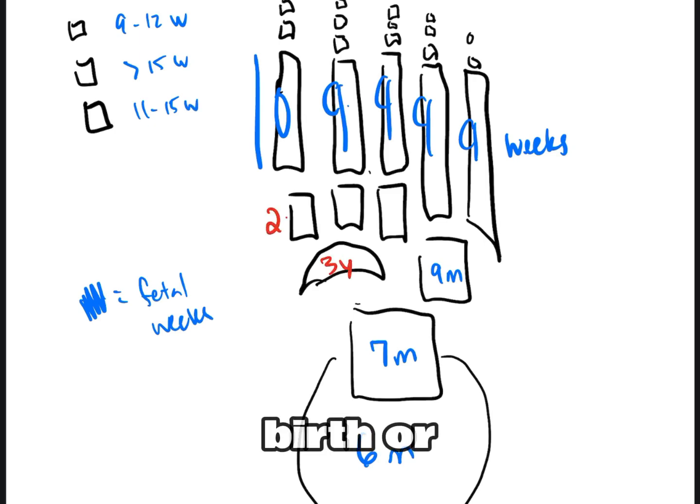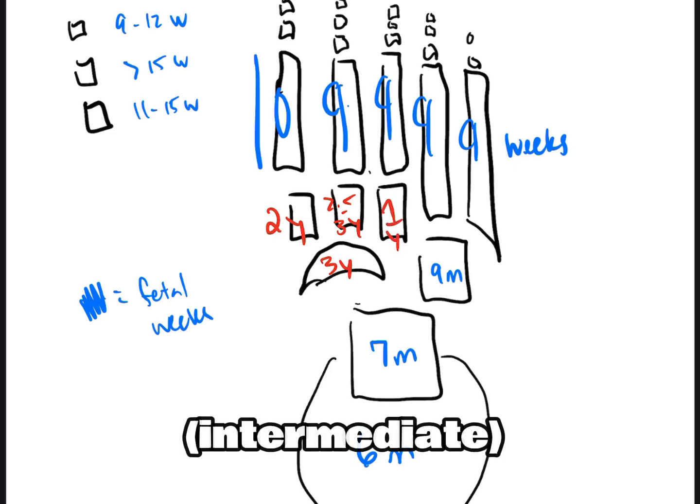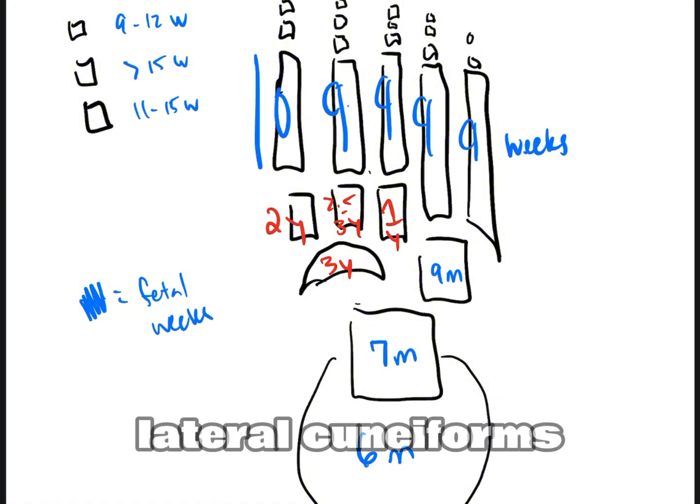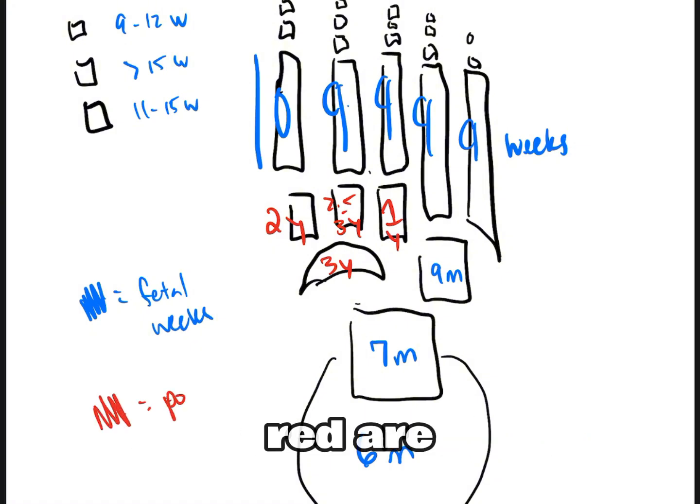So post-birth or postnatal will be 3 years for our navicular. It's the last one to fire. And it'll be 2 years, 2.5 years to 3 years, and 1 year for our medial, intermediate, and lateral cuneiforms. And once again, the red are post-birth.